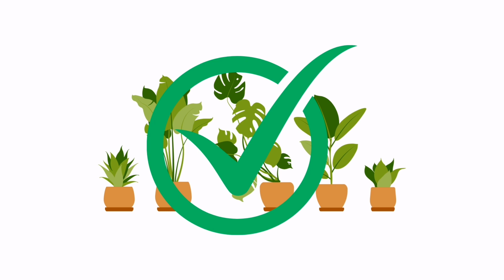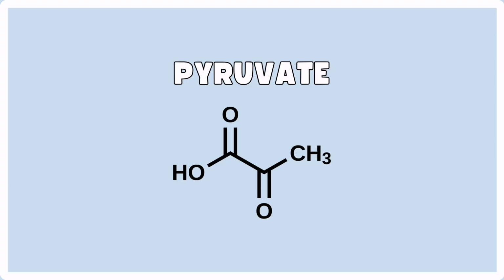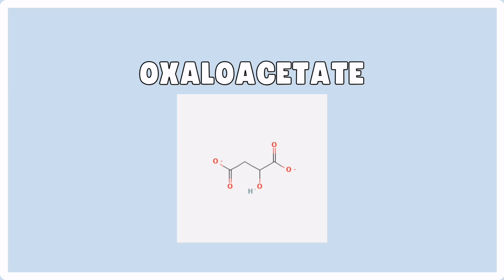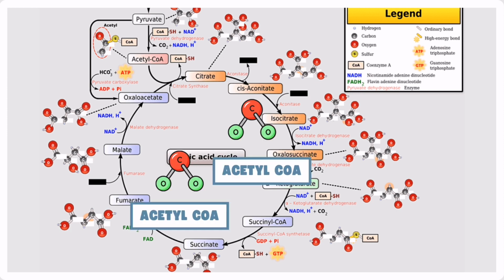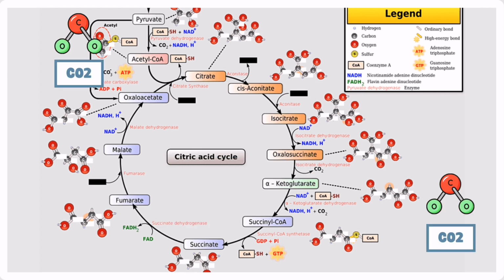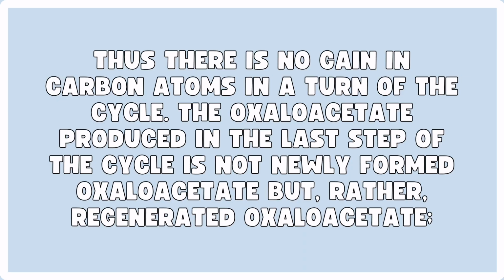Pyruvate can be converted to acetyl-CoA in a reaction sequence that is irreversible. Acetyl-CoA cannot be converted to pyruvate in step 1 of gluconeogenesis. Pyruvate is converted to oxaloacetate, and oxaloacetate is also produced in the last reaction of the citric acid cycle. However, use of such oxaloacetate in glucose production cannot lead to a net increase in glucose. In each round of the citric acid cycle, 2 carbon atoms enter the cycle as acetyl-CoA and 2 carbon atoms leave the cycle as CO2. Thus, there is no gain in carbon atoms in a turn of the cycle.